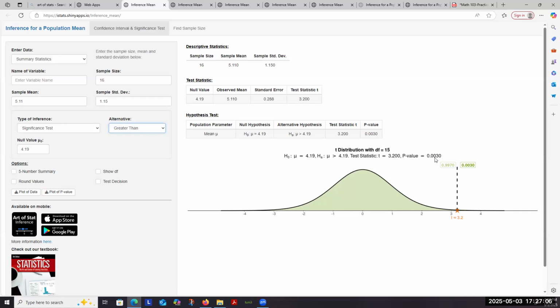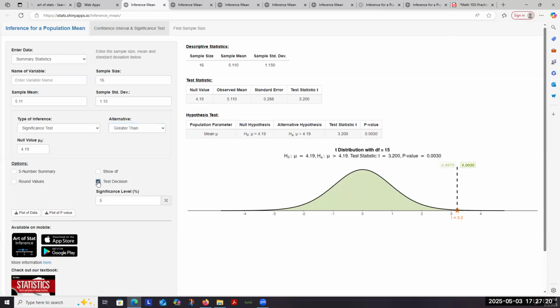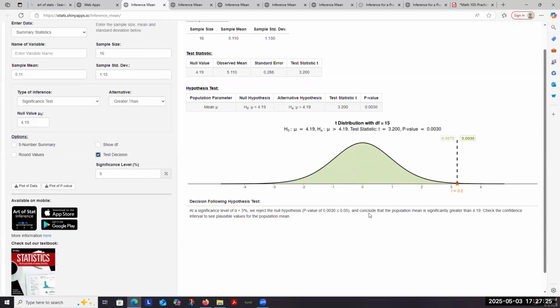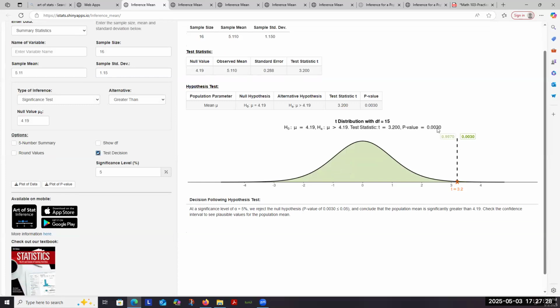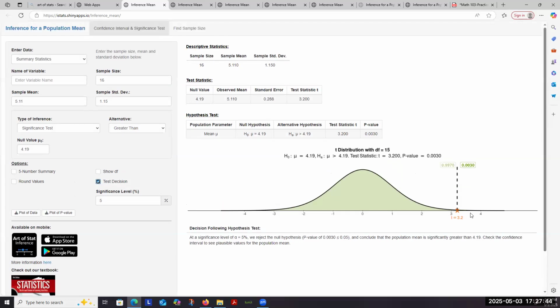Then the p-value is very small. Look at this, 0.0030. Alpha is 5%, so p is less than alpha, as we did it. We reject the H naught. But if you want to see the result against the 5%, this is going to be the conclusion. P is less than alpha, you reject the H naught, so there is sufficient evidence to believe the other one. We reject the H naught, conclude that the population mean is significantly greater than 4.19, and you support the claim.